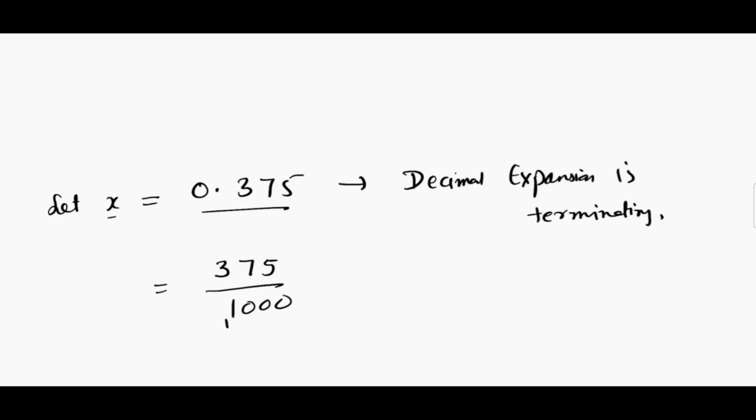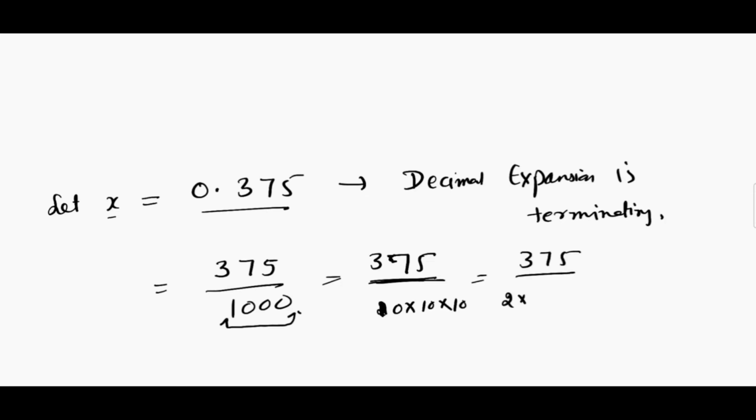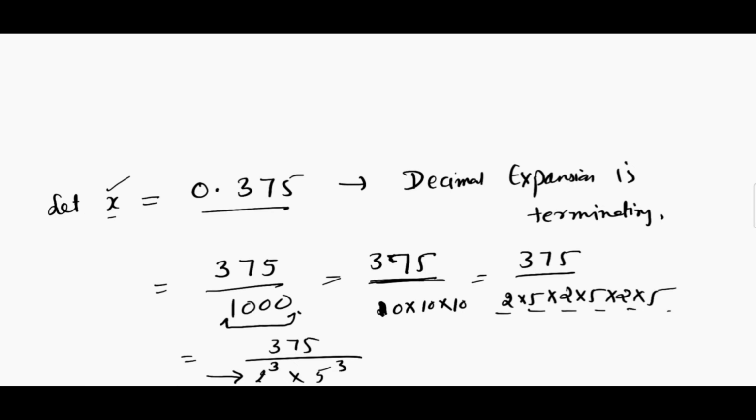Now see the prime factors of this number. I can split 1000 as 10, 10 and 10. So this will become 2 into 5 into 2 into 5 into 2 into 5. So I can write the prime factors as 2 raised to power 3 and 5 raised to power 3. So in this example, my q is 1000 and I have expressed this q in the form 2 raised to power n multiplied by 5 raised to power m, where m and n are non-negative integers.